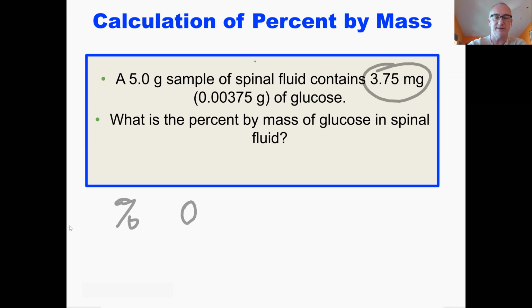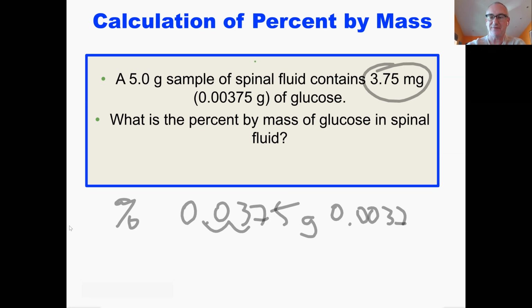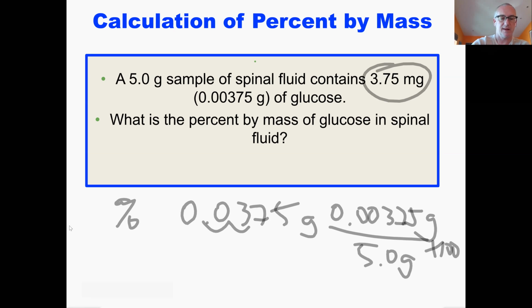So 0.0375 grams. 0.00375 grams, my bad. Divided by 5 grams times 100. 0.075.